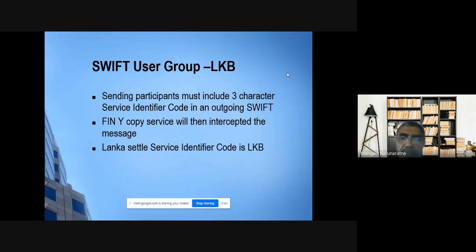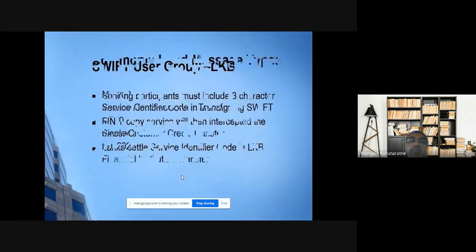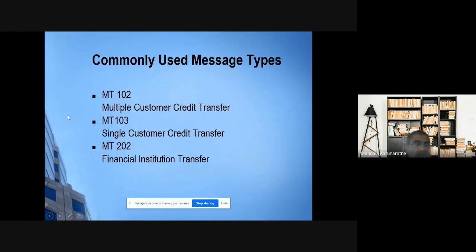The FinCopy service will then intercept the message, as I earlier explained, and the LankaSettle service identifier code is LKB. So the FinCopy will know that this is an LKB message, right? So these are the commonly used message types. If I say now MT, MT stands for money transfer.